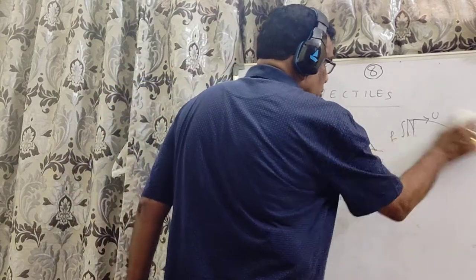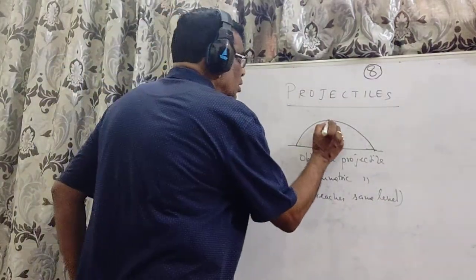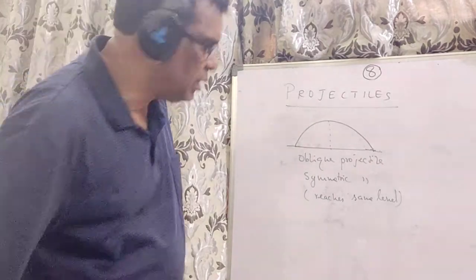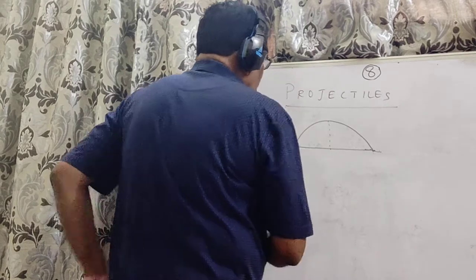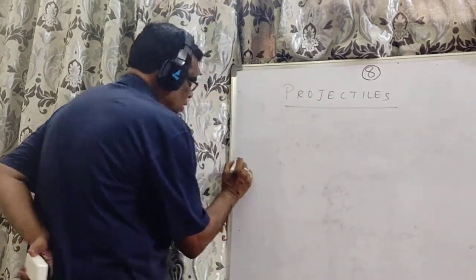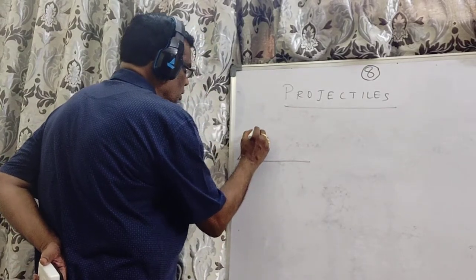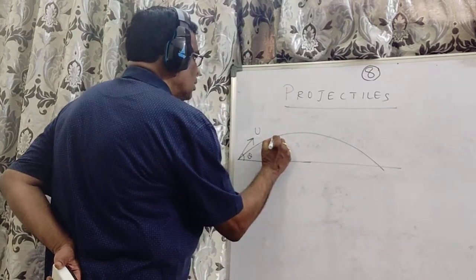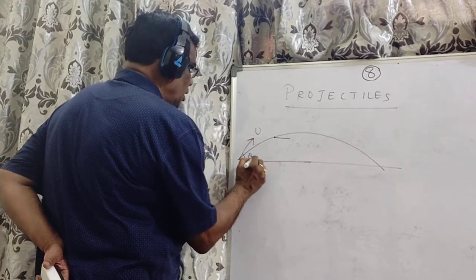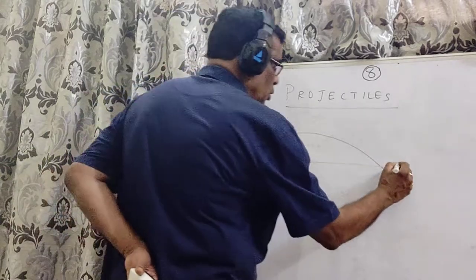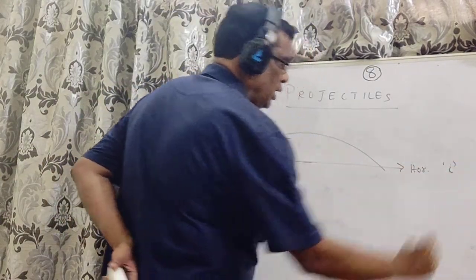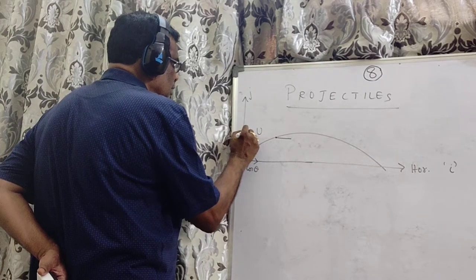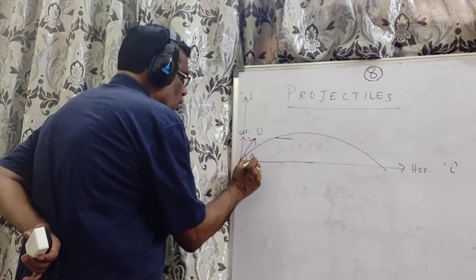It is also called symmetric projectile because the second half of this projectile is a mirror image of the initial part. Now let me give a discussion on this here. I am projecting it with a velocity u at an angle theta. Say after some time, if I look at the initial, I told you this is the horizontal direction, vectorially I will take it as i. This is the vertical direction, vectorially I will take it as j. That is fine. Now u cos theta is the component, right?